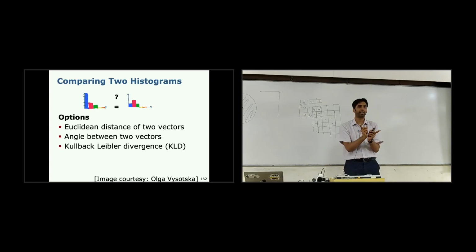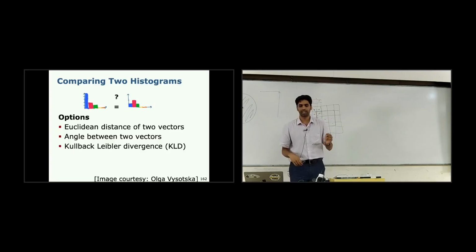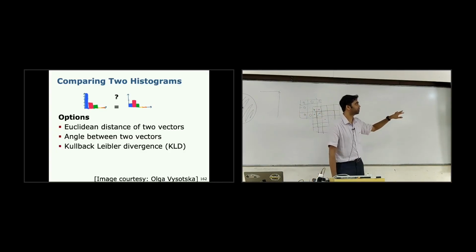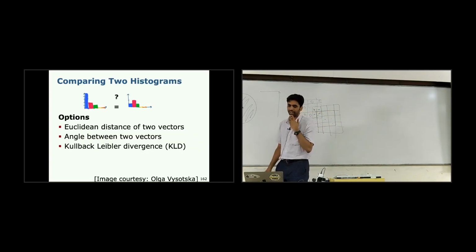Whereas if the vectors are very different, they'll be orthogonal, for example, to each other. So you can look at the angle between the two vectors as well. And in many place recognition literature, actually angles tend to be the most stable way to do this rather than the distances itself. And the third way to do it is what's called the Kullback-Leibler divergence.